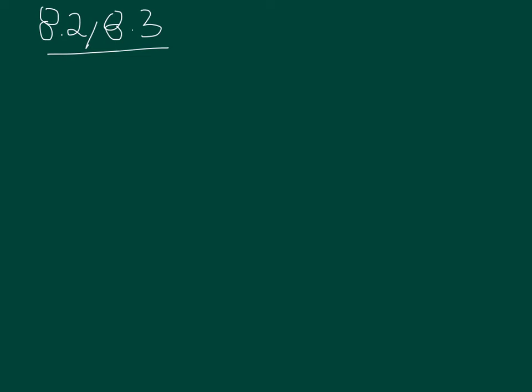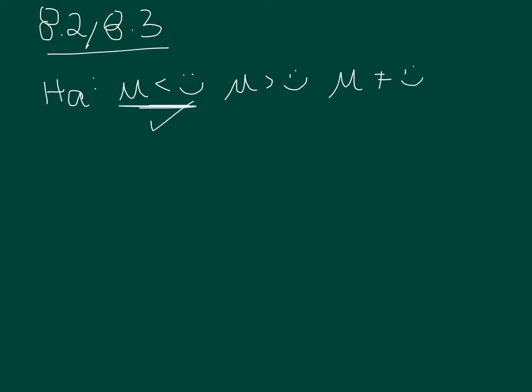We did one in class that was a one-sided test, and two-sided tests are the ones that have a not equal sign. Remember that there are three HA options. For means, that would be mean less than some number, mean greater than some number, or mean not equal to some number. And we did one like this in class.